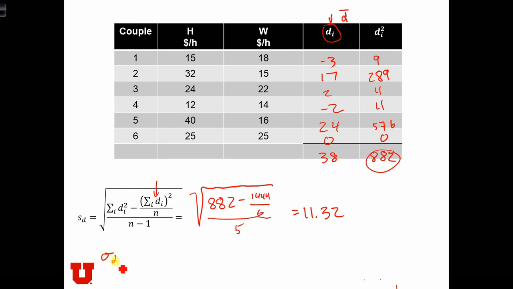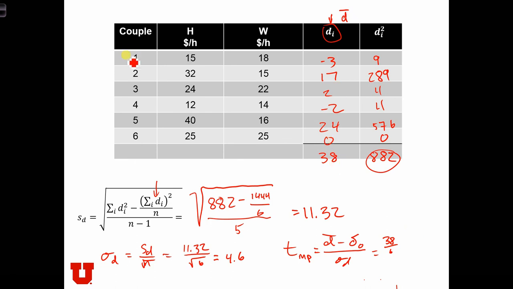We next need to calculate the standard error, which is sd over the square root of n, which is 11.32 over root 6, which is 4.6. And finally, we can calculate the t statistic. T, and I'll put MP just so you know it's matched pairs, equals d bar minus delta 0 all over the standard error of the difference. D bar is 38 over 6, the sum of di's over the sample size. So 38 over 6 minus 0 over 4.6, which equals 1.37.